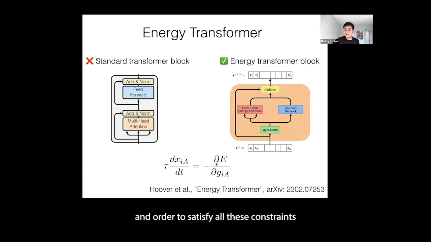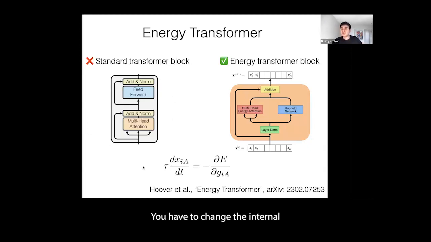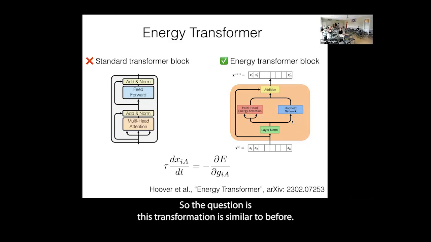And in order to satisfy all these constraints that are dictated by the existence of the global energy function, you have to change the internal workings of the standard transformer block so that it's compatible with the energy function. It turns out that the multi-head attention operation needs to be replaced by a slightly different operation, which we call multi-head energy attention. And the feed-forward network needs to be replaced by a feed-forward network with shared weights, which is the Hopfield network. So the question is, is this transformation isomorphic, or do you just want to get an approximation of what the standard transformer block is doing using this energy-based transformer? Yes.